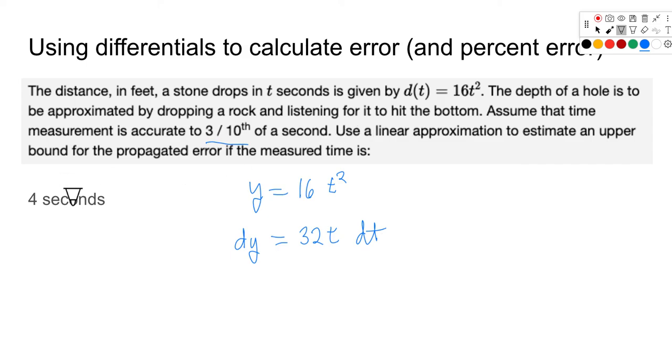So what we've got is the amount of error we're willing to receive, 3/10. That's dt, that's a change in t. It was supposed to be right on, but there's a possible error of plus or minus 3/10. That's what dt is. So we put that in there. So dt is just going to be 0.3. And what is t? t is the actual measured 4 seconds. Okay, so that's going to go in here.